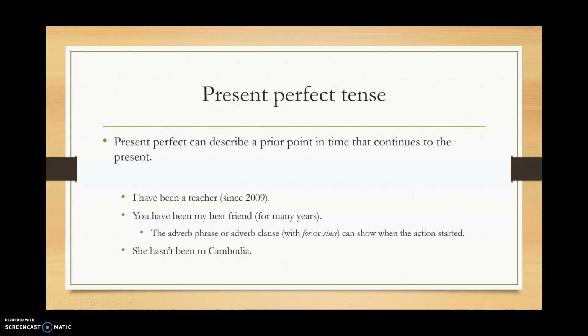Present perfect can describe a prior point in time that continues to the present. I have been a teacher since 2009. You've been my best friend for many years. And she hasn't been to Cambodia. Notice the adverb phrase or adverb clause with for or since can show when the action started or how long it's been going on.